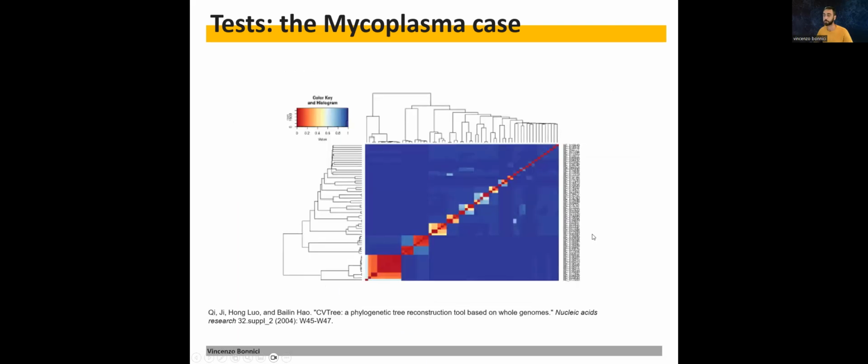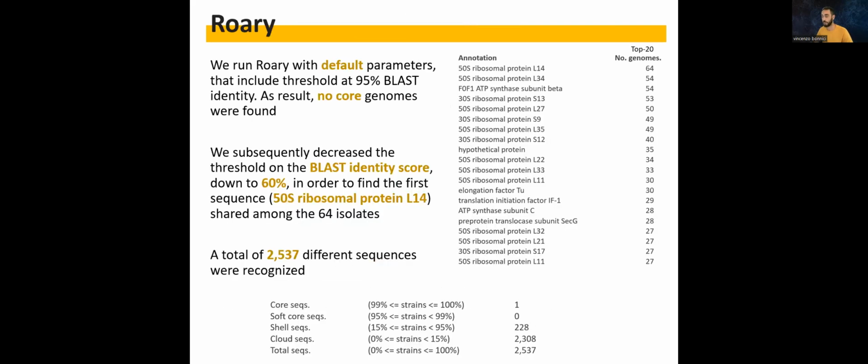So this is a heat map which shows the genomic distances within the 64 analyzed organisms, and the genomic distance or similarity was obtained by means of the CB3 software, that is a well-known software for computing genomic distance, and is based on the concept of k-mer.